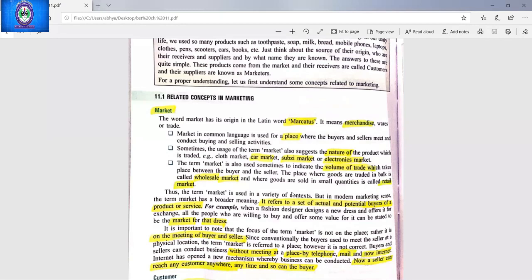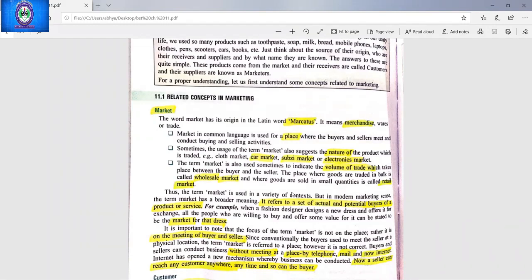Sometimes markets are classified according to different things, like according to the nature of the product to be sold. Many times you have been to the cloth market, electricity market, car market, gold market. Those markets are known by the products sold there.